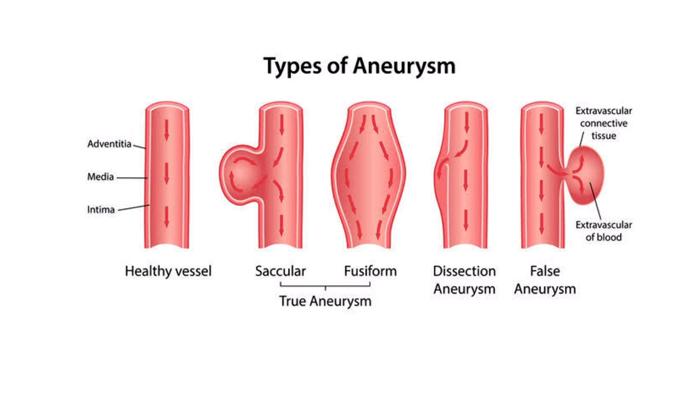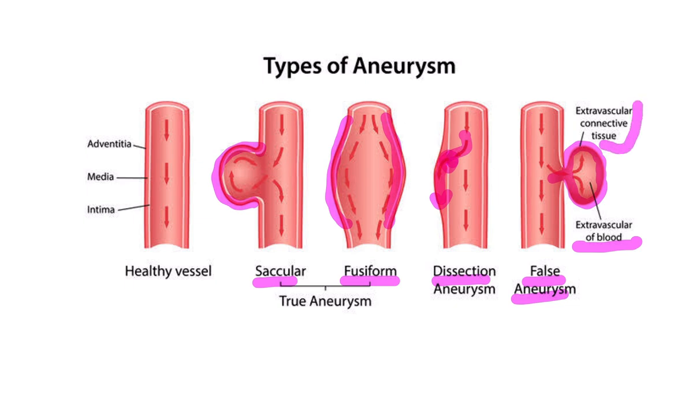Here we can see the aneurysm, that means dilatation of the vessel wall, and this dilatation may be saccular, that means like a sac formation, or fusiform, that means it is dilated on the whole side. It may be a dissection, that means the intima layer is tearing and blood goes into the media layer, or it may be a false aneurysm, where there is extravasation of blood into the extravascular connective tissue.